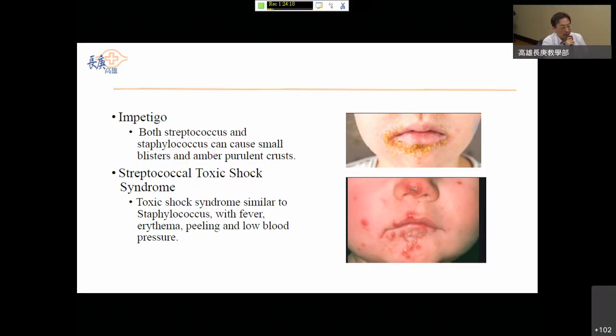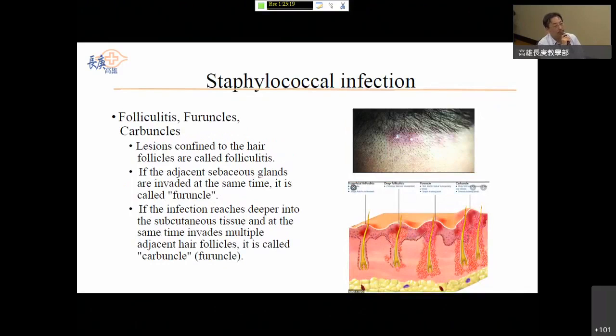And there is always a possibility of streptococcal toxic shock syndrome. What does that mean? It's similar to staphylococcus. The infection will be accompanied by fever, erythema, and low blood pressure. It's almost a shock condition, with no blood pressure. So when streptococcus presents with low blood pressure, we have to watch out. It might progress to toxic shock syndrome. For streptococcus, the only treatment is antibiotics.